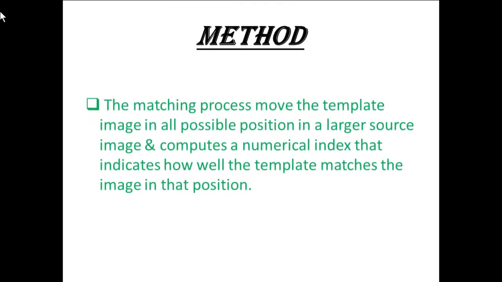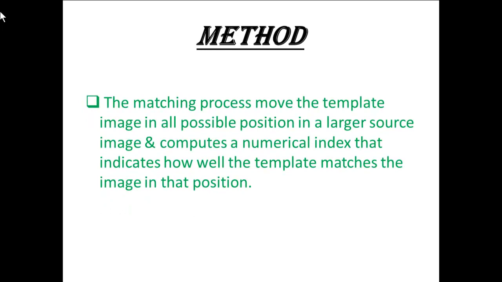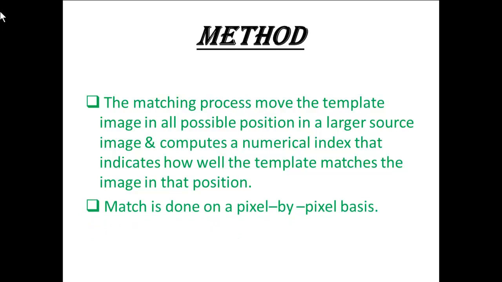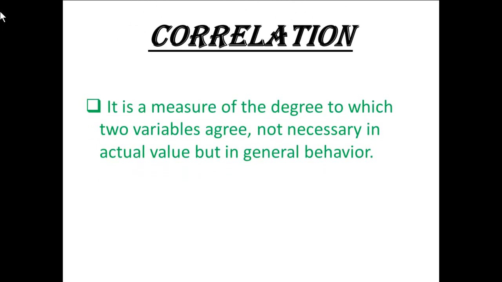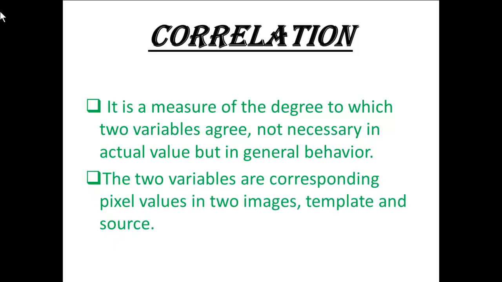Method. The matching process moves the template image to all possible positions in a larger source image and computes a numerical index that indicates how well the template matches the image at that position. Match is done on a pixel by pixel basis. Correlation is a measure of the degree to which two variables agree, not necessarily in actual value, but in general behavior. The two variables are corresponding pixel values in the two images, template and source.